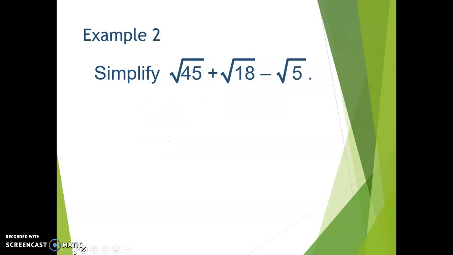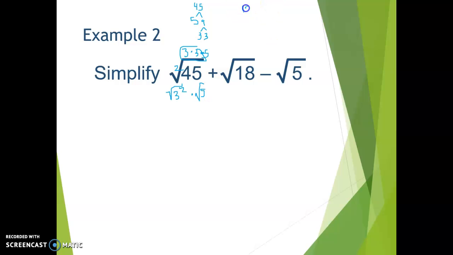Okay, let's try to combine these. The first thing that we need to do is simplify our roots. Now, none of these are perfect squares. However, we know that by factoring, we can simplify these roots. So if we were to do the prime factorization of 45, we would get 5 times 9, and 3 times 3 are the factors of 9. So we have 3 times 3 times 5. Since we're doing an index of 2, we have the square root of 3 squared, and then our leftovers, the square root of 5.